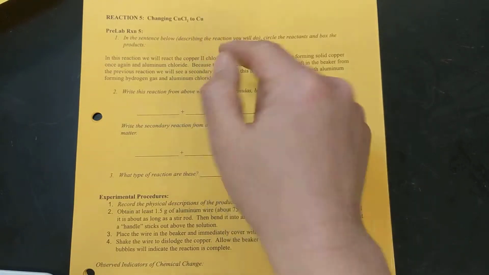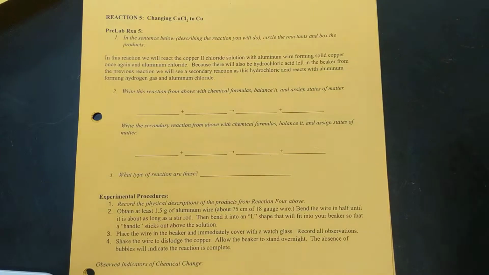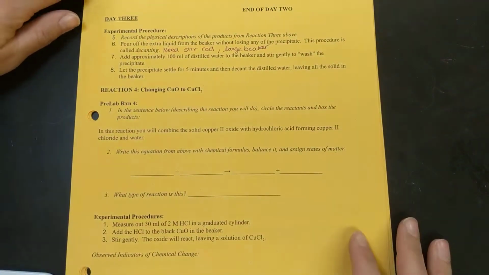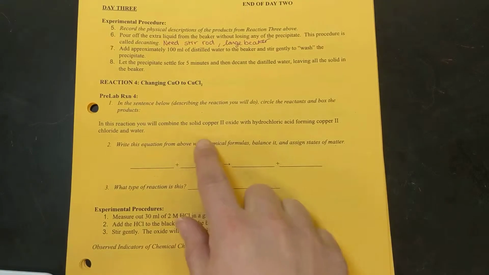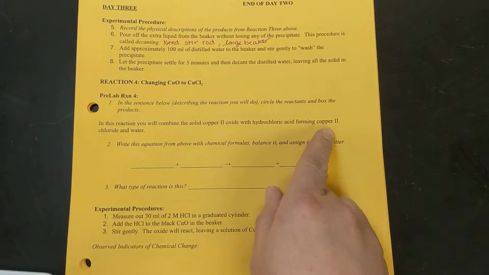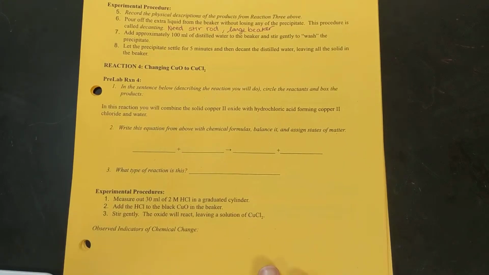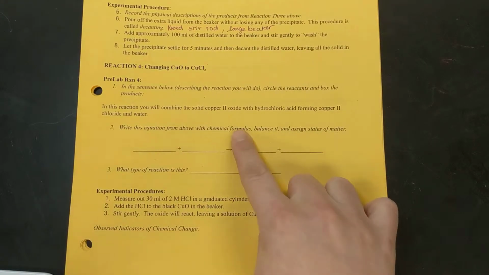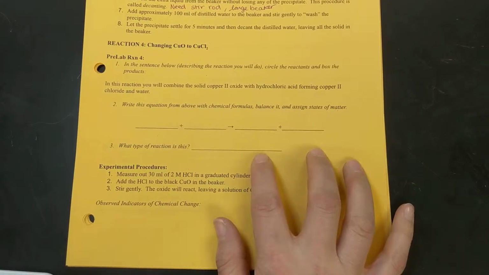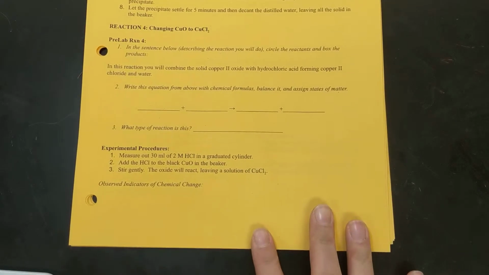Now the form of it's going to look a little different. We're not going to get it back in a wire, but we are still going to get solid copper back out. So let's take a look at reaction 4. In this reaction, we'll combine the solid copper 2 oxide with hydrochloric acid to form copper 2 chloride and water. So just like before, you'll write out your equation with the chemical formulas, balance it, and assign states of matter, and this will match up closely to one of our types of 5 reactions.